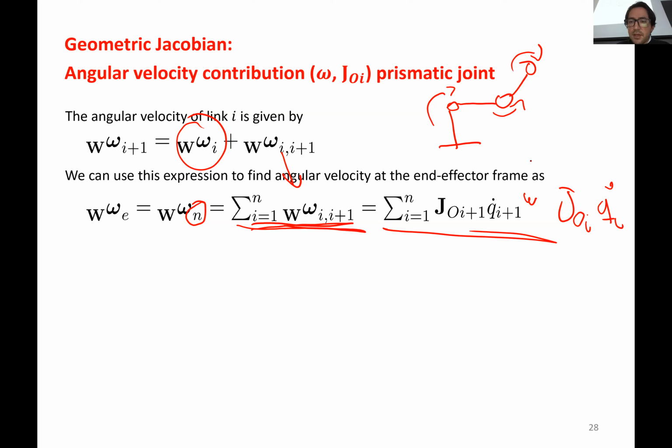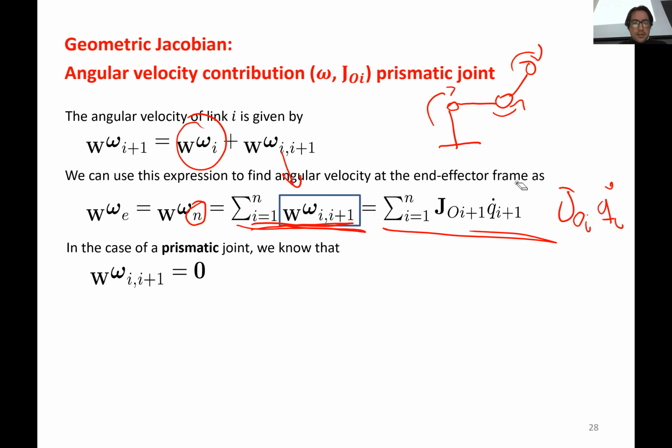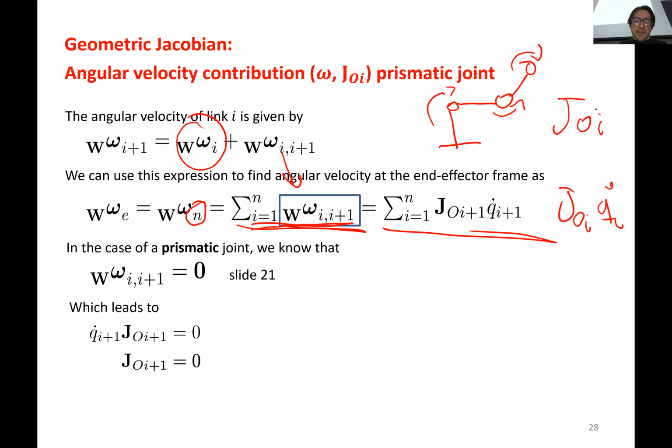And if we want to have this, we just have the sum of the angular contributions. So we just want to make this equal to this, but we still don't know what is the actual value of J_Oi, right? So let's talk about the case of a prismatic joint. As we saw, there's no rotation, so the contribution for that specific type of joint is 0. This is in slide 21, and leads us to this one. So the vector is actually this.